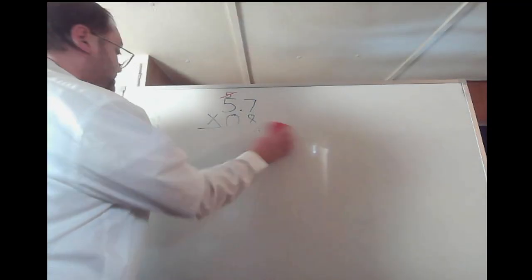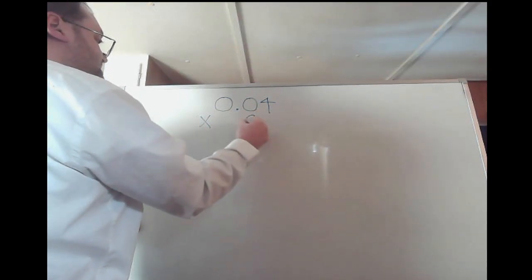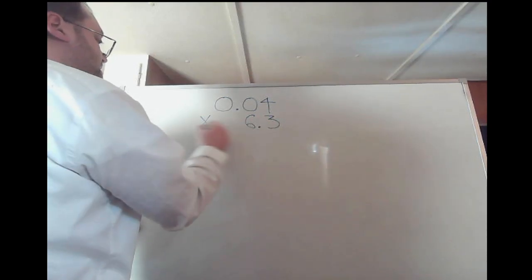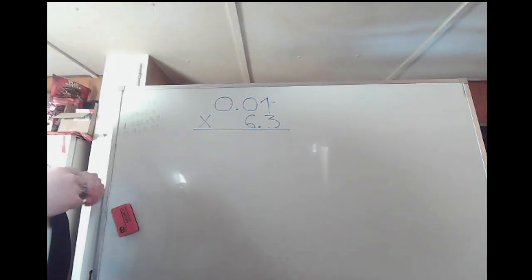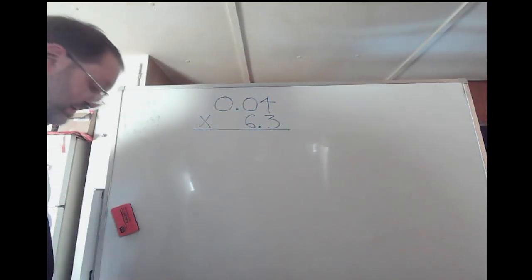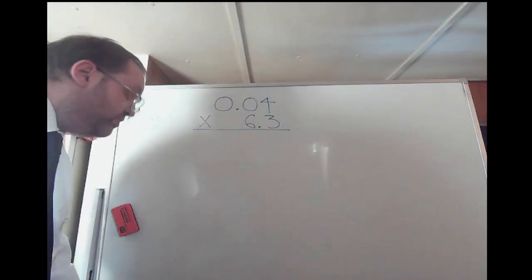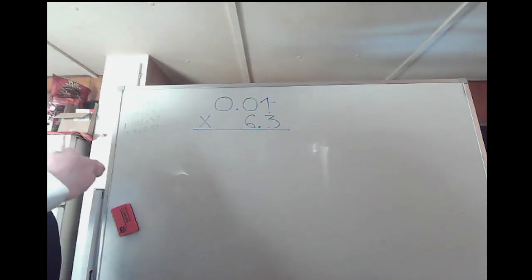Alright, I got 3 more. How about 0.04 times 6.3? Again, when writing out multiplication with decimals, they do not have to have the same number of decimal places in both terms. That's not necessary. So what you're going to do now is go through, ignore your decimals for the time being. Just pretend they aren't there and do your multiplication.